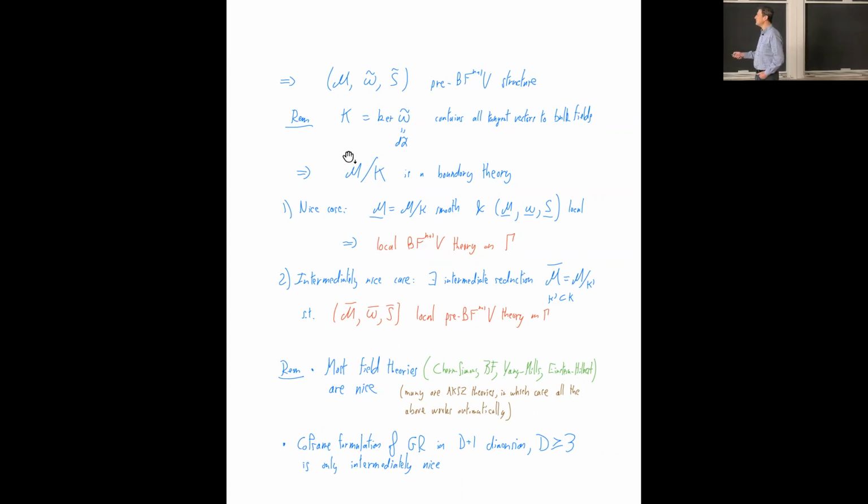Why would you want to do coframe instead of the other one? Well, one reason is that it's better for our purpose because it's first order, so it's easier to go to the corner, as I will show you later on. And the other reason is that if you want to couple gravity to fermions, you really need this formulation.